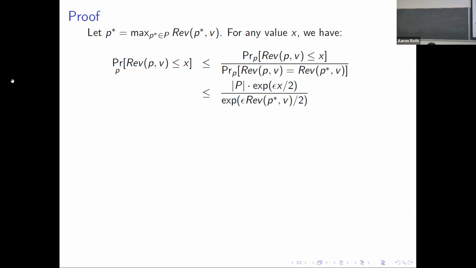Okay, so in the numerator, this probability is proportional to, at most, for every single one of the prices I'm considering, the probability proportional to which I output that price, which is at most e to the epsilon times X over 2. And in the denominator, in the worst case, it might be that there's more than one price that gets me the optimal revenue. But in the worst case, there's exactly one. And the probability that I output that single exactly optimal price is just proportional to e to the epsilon times the revenue of that price over 2.